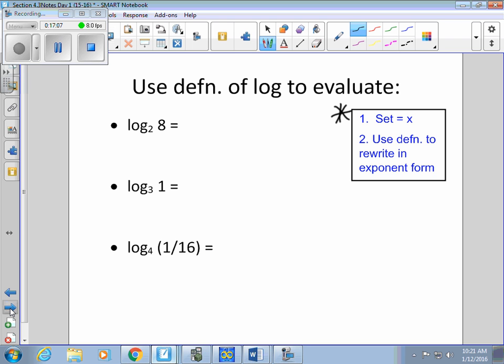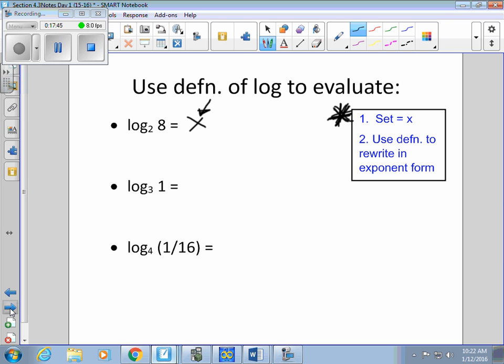Okay. Using a definition of your log to evaluate. This time, notice there's not something on the other side of the equation. But all of these represent a number. They all represent a value. So what you want to do is off to the side, I would make sure you highlight this, you star this, you circle it, so that you're ready to go with it. All we have to do is set that equal to x. We're going to put x on the other side, or set it equal to a letter, to a variable, as you said, Brady. I'm going to put this equal to x over there.